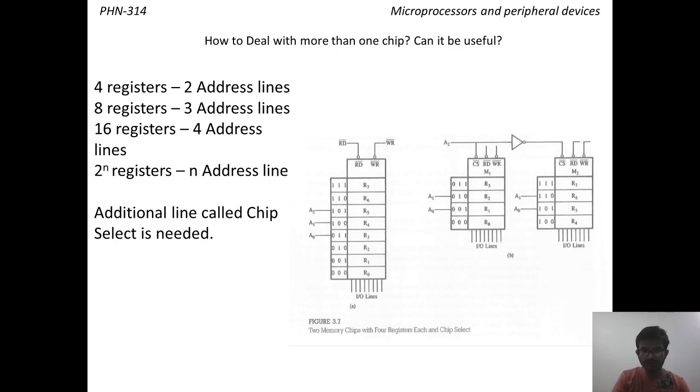The following figure, which is shown on the screen, shows us 2 memory chips with 4 address lines, where A1 and A0 are the address lines for each of the memory chips, and the address line A2 works as a chip select line. When A2 is low, that is 0, chip M1, the left side chip, is selected. When A2 is high, that is 1, chip M2, which is on the right in the figure, is selected.